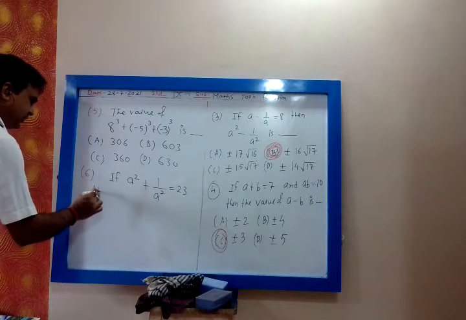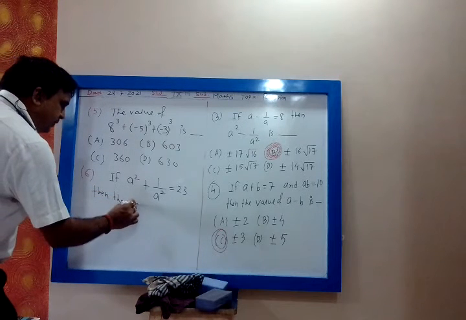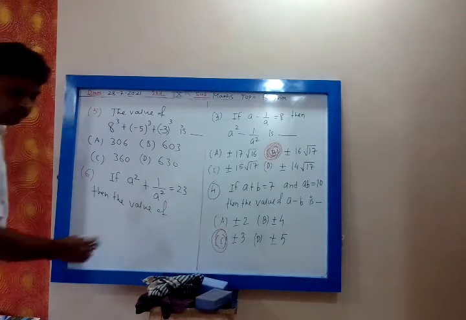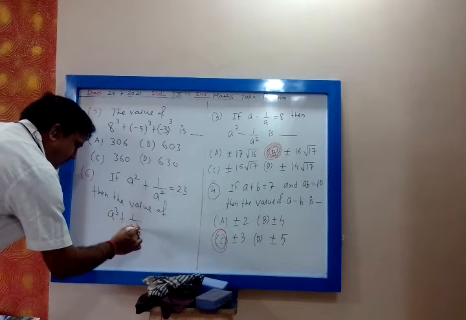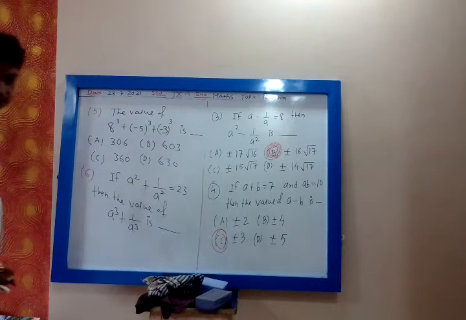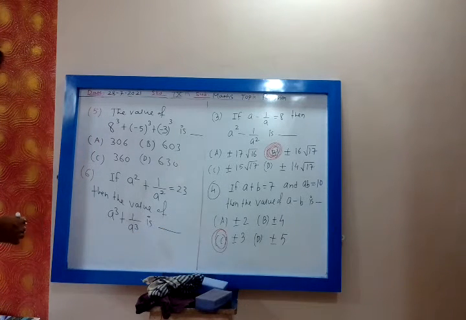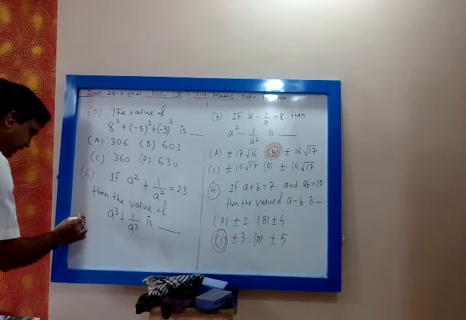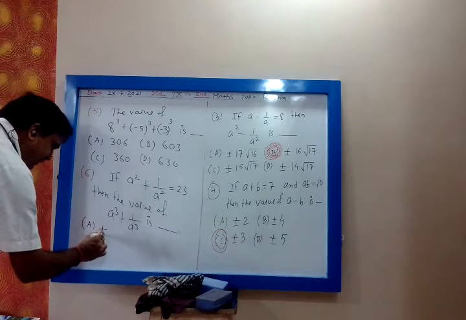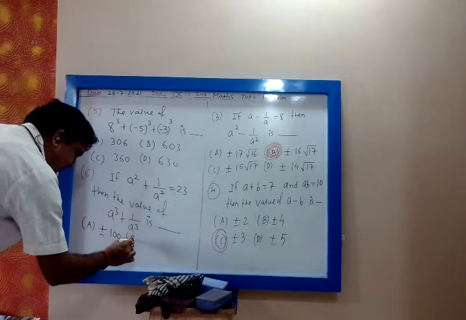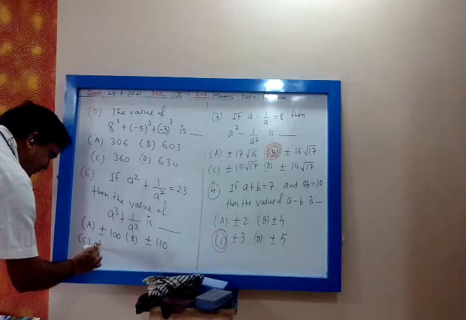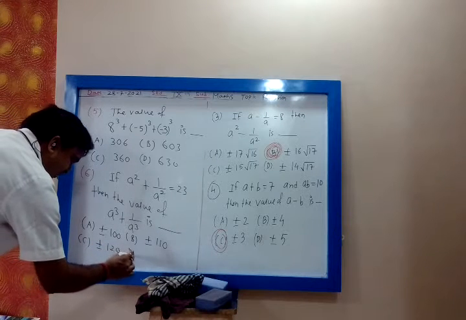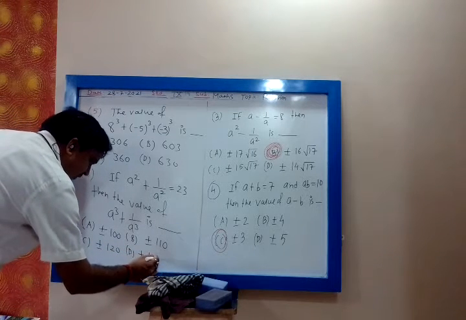Then the value of aq plus 1 upon aq is: A plus minus 100, B plus minus 110, C plus minus 120, D plus minus 130. Start.